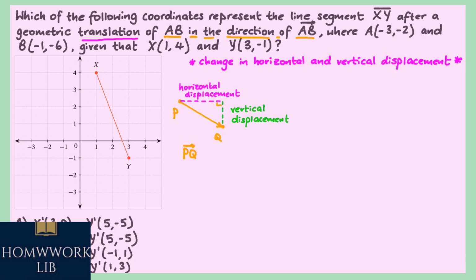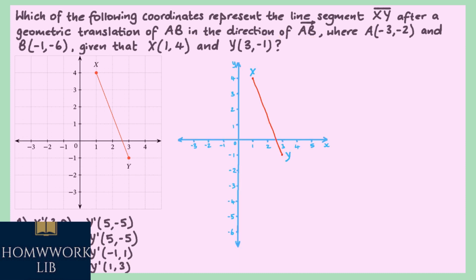And it might be useful to draw out this line segment XY onto a larger grid so we can fit in all the important coordinates onto it. So here we have a copy of the grid with the line segment XY. We can then plot the points A at coordinates -3, -2 and B at coordinates -1, -6. We can join A and B to create the ray AB. We can now determine the horizontal and vertical displacement between A and B.